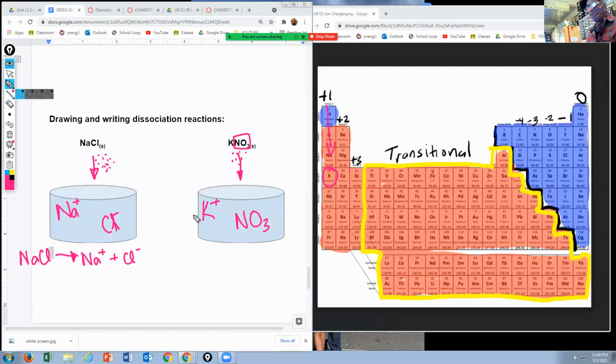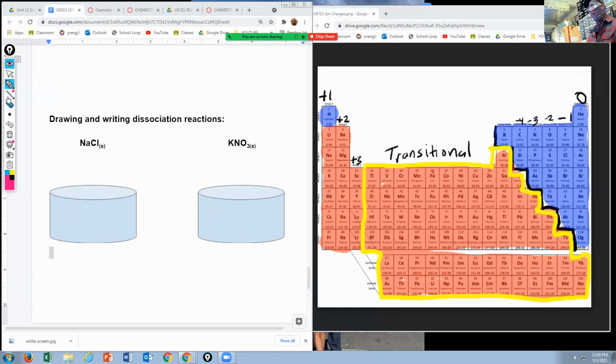So what would I need to write here? I would have to write KNO3 solid breaks apart into, whoops, I didn't put a minus charge there, a K+, a potassium ion, plus an NO3 minus charge, okay? And let's move on down.